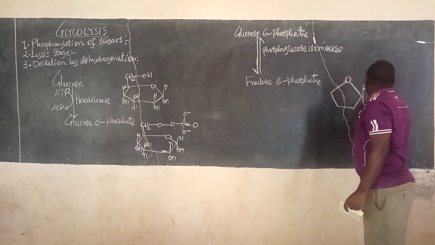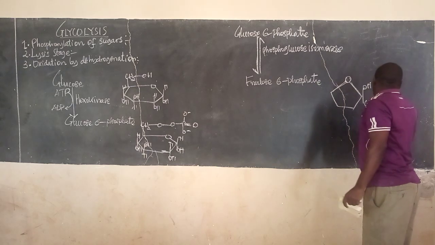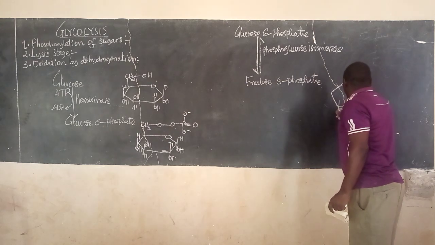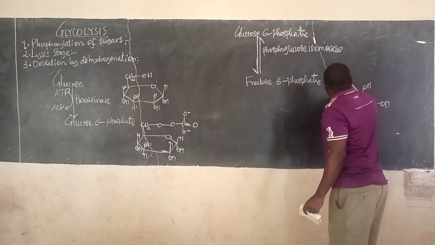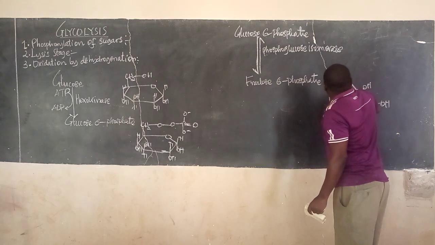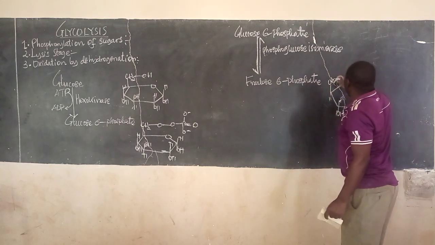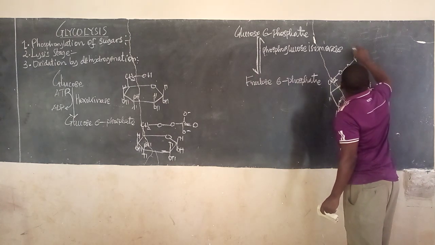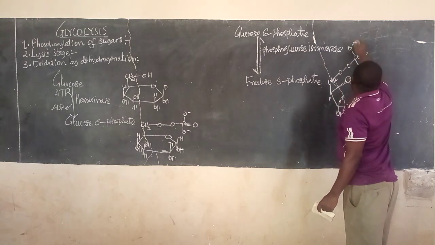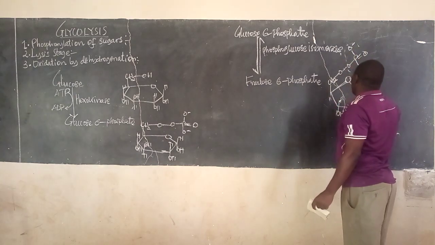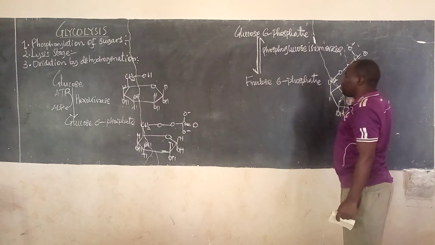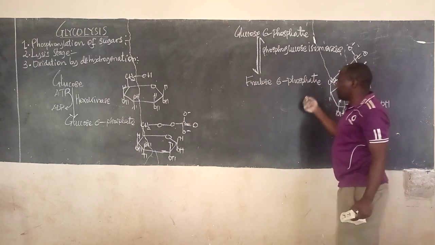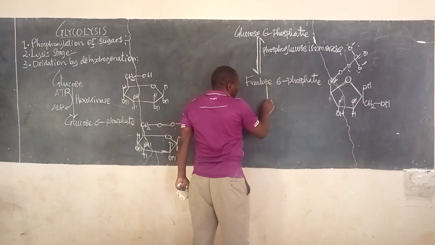Here we have OH, here we have OH. This is the first carbon, second carbon, third carbon, OH inside, the fourth carbon, OH outside. Here, H. Here is also the 6th position of carbon in the fructose. So it's going to be like this. Oxygen charged. This is our phosphate. So this is the fructose 6-phosphate.